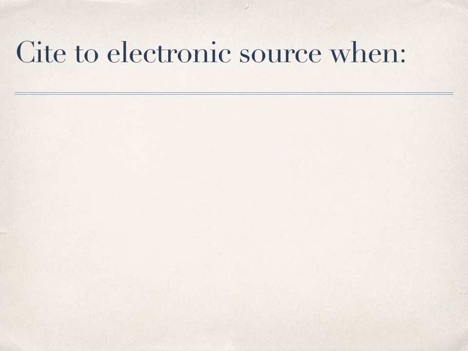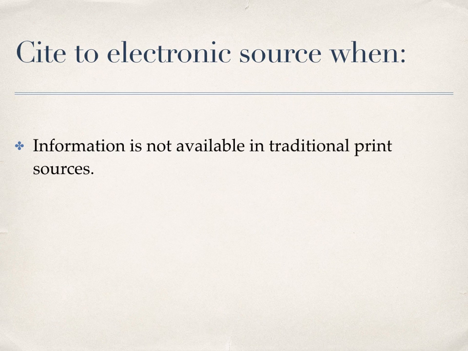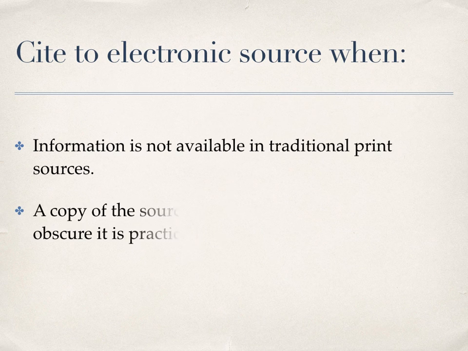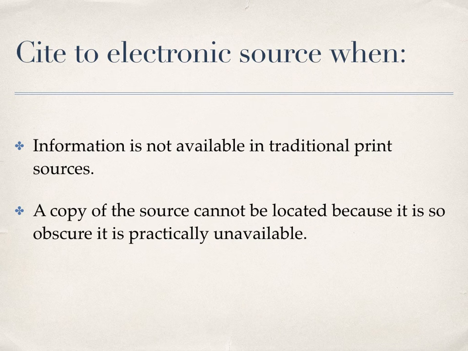In general, the Bluebook still wants you to rely on print sources for your citations. Therefore, you want to cite to an electronic source only when the information is not available in traditional print sources, or a copy of the source cannot be located because it's so obscure that it's practically unavailable.